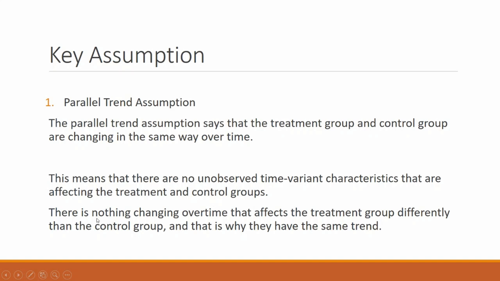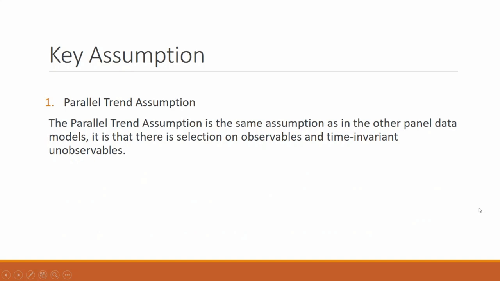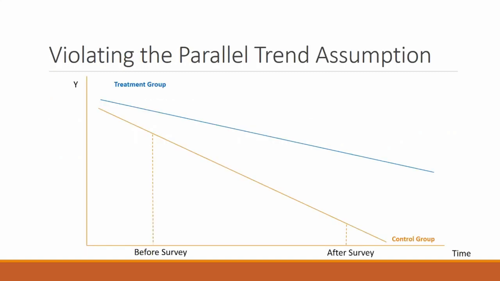There is nothing changing over time that affects the treatment group differently than the control group. That is why they have the same trend. All right, so the parallel trend assumption is the same assumption as in other panel data models. It is that there is selection on observables and time invariant unobservables. So let's see what it looks like to violate the parallel trend assumption and why that would cause bias.